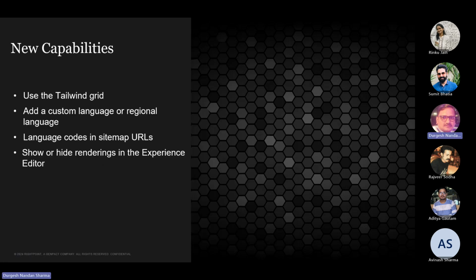Now let's come to the new capabilities in 10.4. In 10.4 they introduced the Tailwind grid. It supports the integration of Tailwind CSS, which is a popular utility-first CSS framework, which allows developers to build modern responsive layouts more efficiently by leveraging the Tailwind grid system and utility classes.